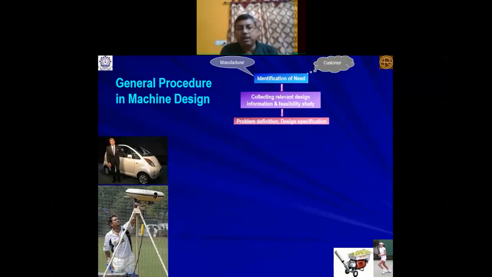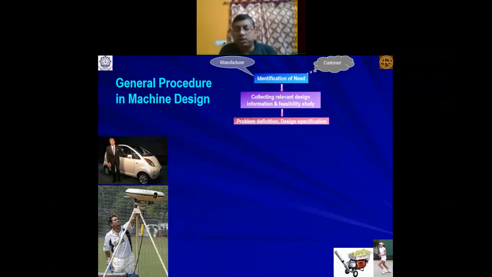Why portable? You see, the machine which is in front of Sachin Tendulkar has to leap up to around a height of 7 feet. You have to put it there, and once the practice is over, you put it down and keep it in your room so that it is not affected by the rain or other things. So that is why the basic problem statement is design and development of a low cost portable bowling machine. So this is your problem statement.